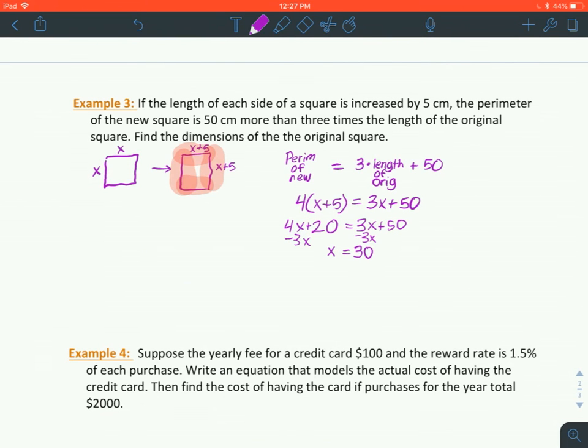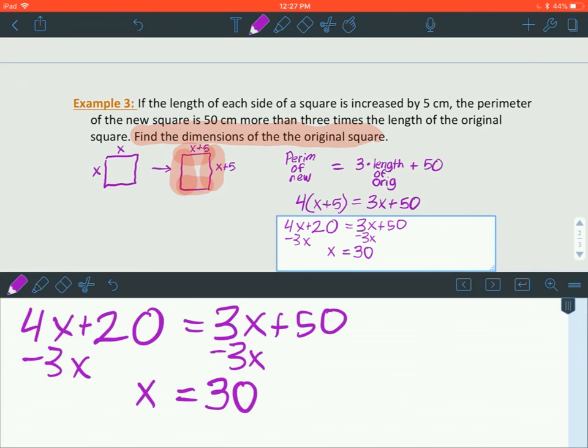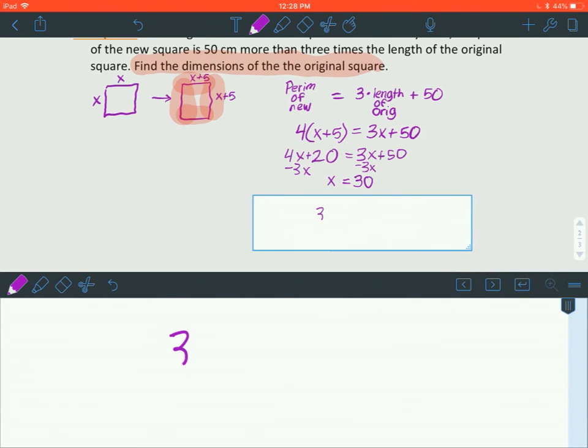Make sure you answer the question because it says find the dimensions of the original square. So we found x. X was the side length in our original square. So our dimensions of this square are going to be 30 centimeters by 30 centimeters.